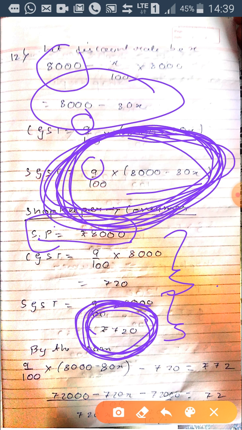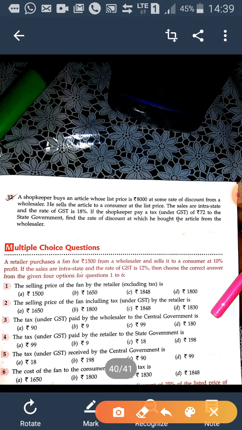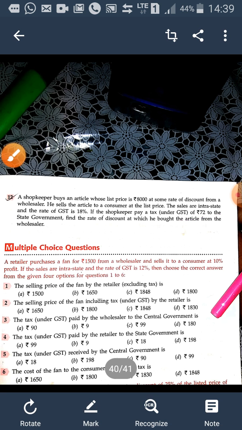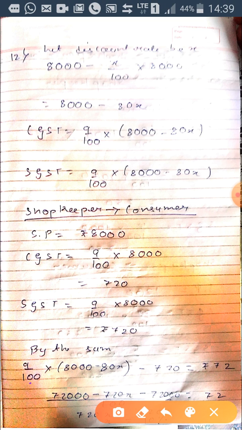It is given in the sum that the SGST which the shopkeeper pays is 72. So this gives us our equation. Now I want you to look at the bottom of the screen. 9 by 100 into 8000 minus 80x, minus 720, is equal to 72. This gives us our equation. From here you'll find out the value of x.